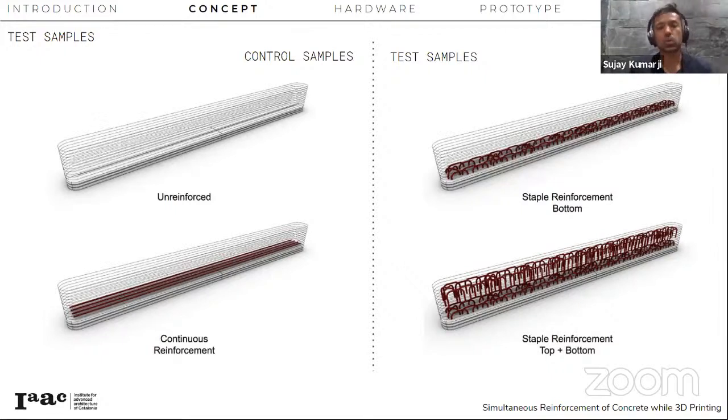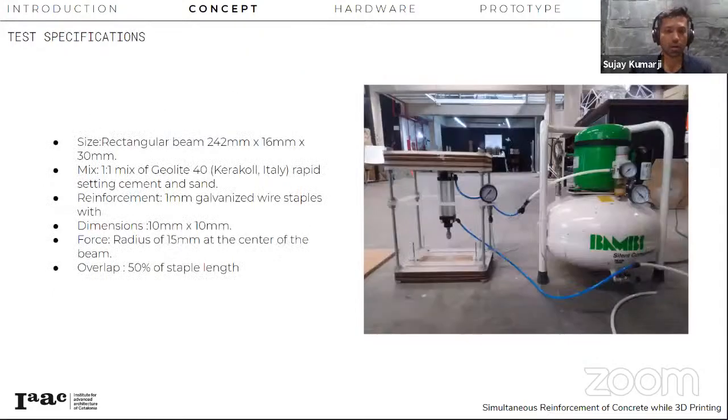and how we can develop this concept. So we had two control samples. One was completely unreinforced, and one had a regular continuous reinforcement along the base. This was supposed to be a beam sample. And as for the test samples, we had a staple-based reinforcement at the bottom. And in one sample, we overloaded the whole reinforcement by having reinforcement at the bottom as well as on the top. And for all tests, we required a framework of how to go about the testing process.